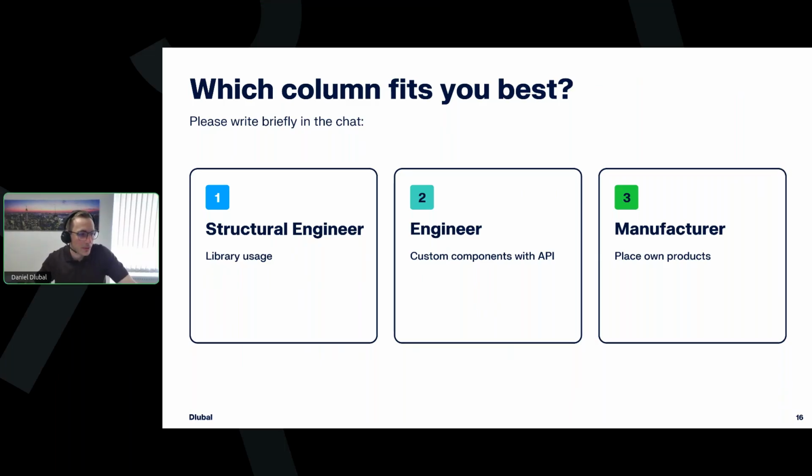All right, what do we have here? Let's take a look. So we have 1 and 2, a combination. We have a manufacturer here, now a lot of structural engineers, and some development engineers, again a combination of both. Okay, quite interesting. Thank you for your contribution here.